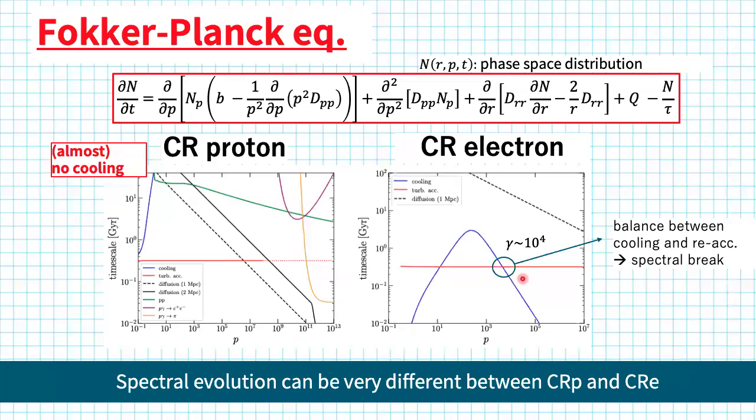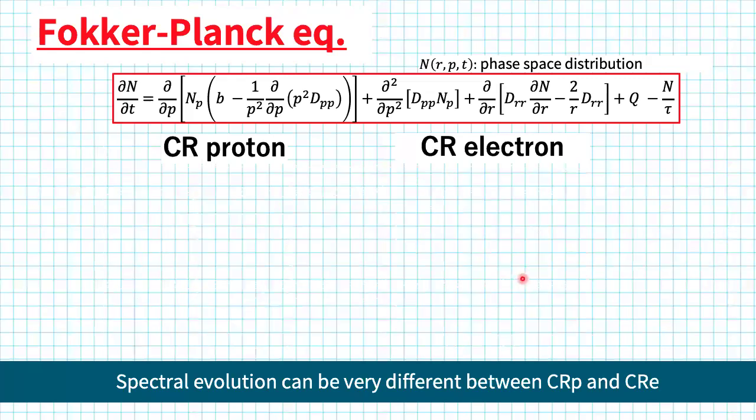Okay, so this slide is important. What I'm doing is solving this equation. I'm solving the Fokker-Planck equation to get the phase space distribution of cosmic ray particles, so distribution in space and also momentum. This equation includes many important physics related to cosmic rays, for example cooling, reacceleration, diffusion, and pp collision, of course. We solve this equation for both cosmic ray protons and electrons, so we can follow the spectral evolution of those two particles. Yes, we numerically solve this equation.